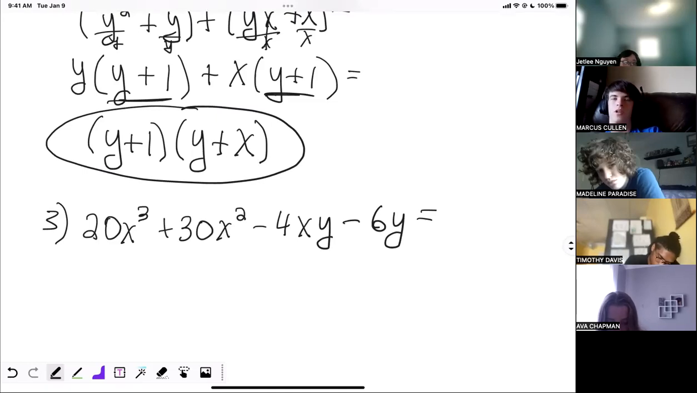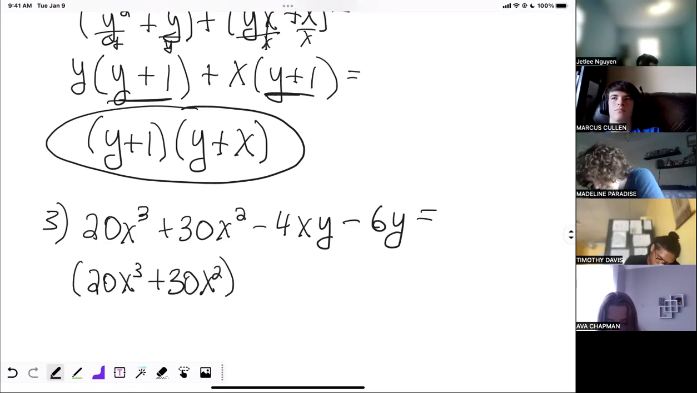Okay, so group 20x to the third plus 30x squared, always a plus. That means that negative or minus goes with a 4.